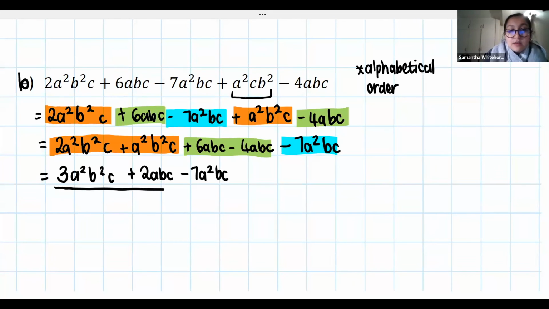None of these are like terms, so I can't do anything with it. That is it. Be very mindful that as we start to add more variables with exponents and all of those things, we need to be very careful about identifying our like terms.